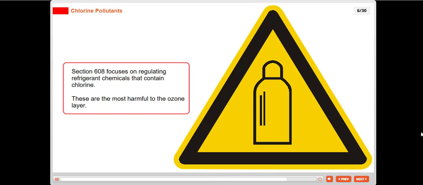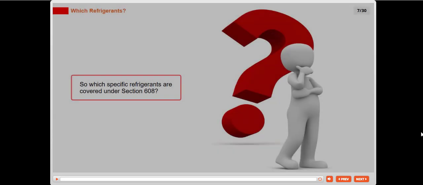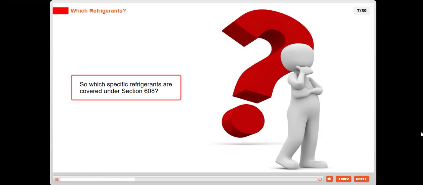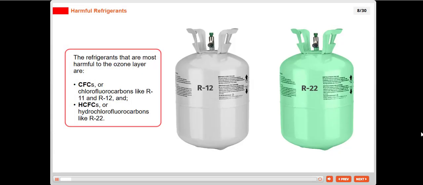So which specific refrigerants are covered under Section 608? The refrigerants that are most harmful to the ozone layer are CFCs, or chlorofluorocarbons, like R11 and R12, and HCFCs, or hydrochlorofluorocarbons, like R22.